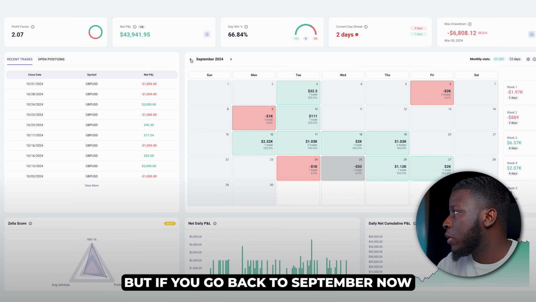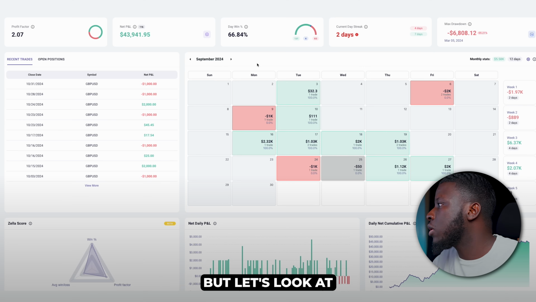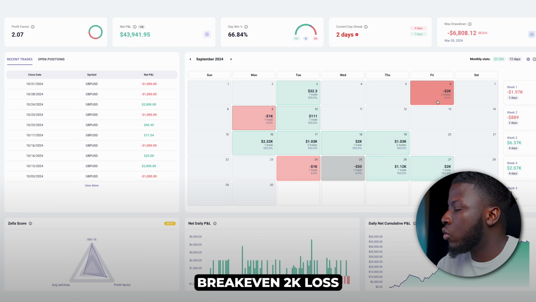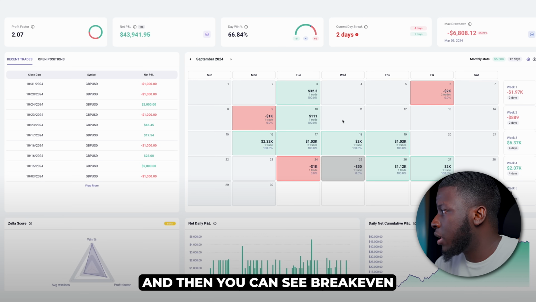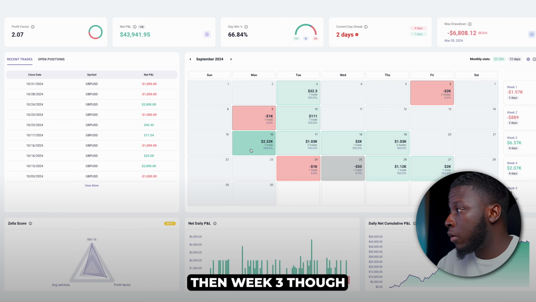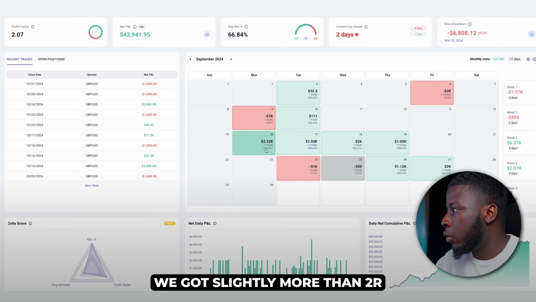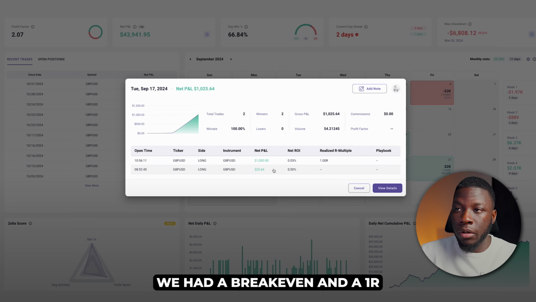But if we go back to September now, you can see it's slightly better, a lot more wins, but again, not too many trades. But let's look at September, for example. Break even, 2k loss. 2k loss, why? Just 2 losses basically, 1-1. And then you can see break even, another 1k loss overall. First 2 weeks was kind of rough. Then week 3 though, now you can see 1 trade, boom, we got slightly more than 2R, but still roughly that 2R, right? You can see in this case now, we had a break even and a 1R.